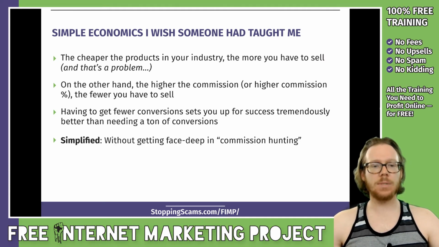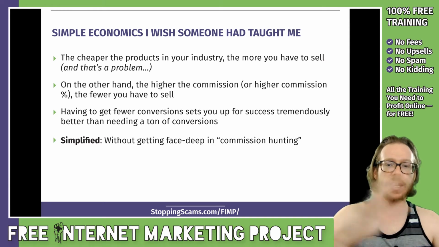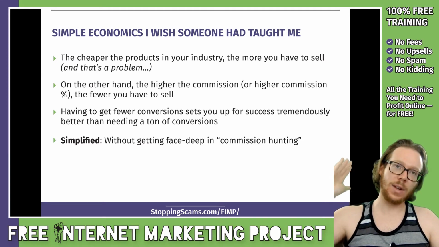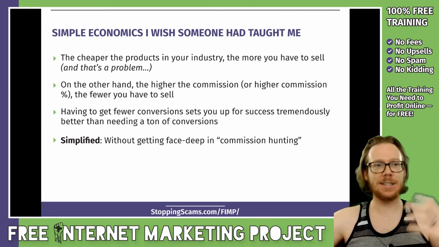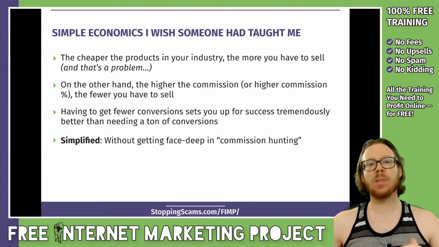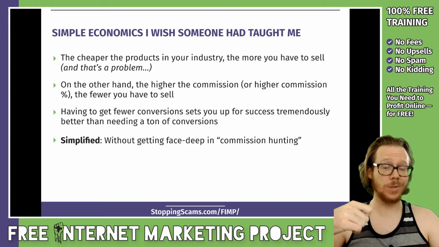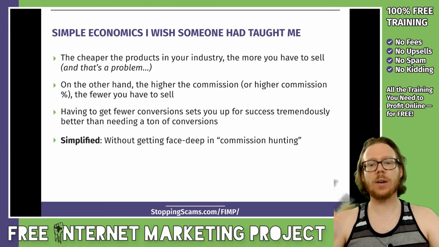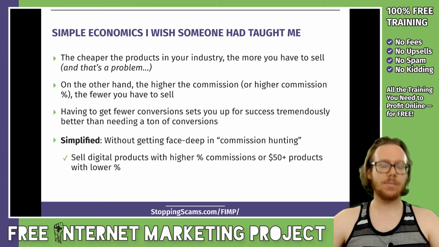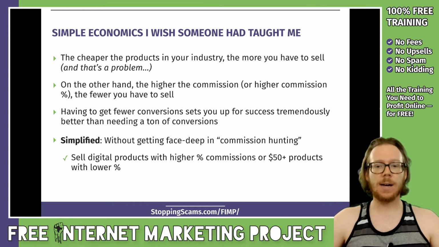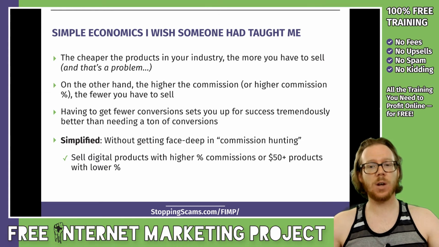So a really simplified way to look at this without getting face deep, without really diving in and getting lost in the weeds, looking at all the different commissions and affiliate offers that are out there. You really don't need to do that. You don't need to go that in depth when you're picking a niche if you're following everything else in this training. And it could actually just result in you feeling a lot more overwhelmed. So without getting face deep in commission hunting, general rule of thumb: sell digital products that have higher percentage of commissions, or sell physical products that are $50 or more that have lower commission percentages, right?